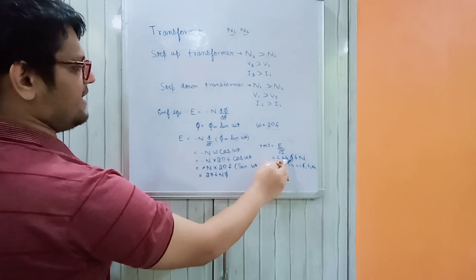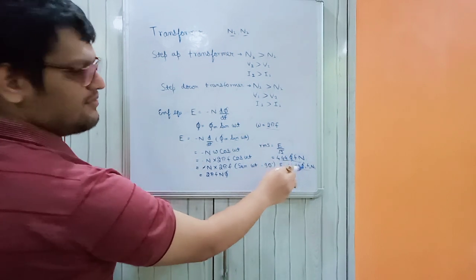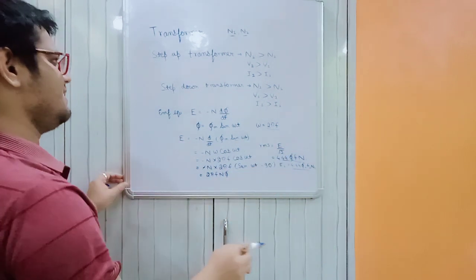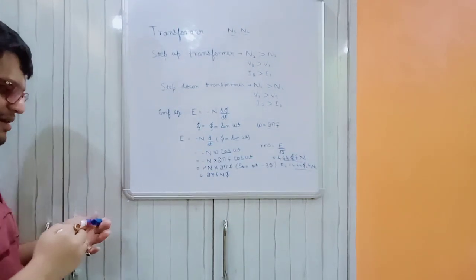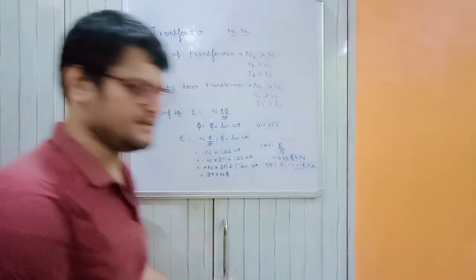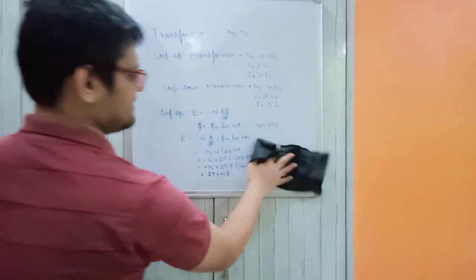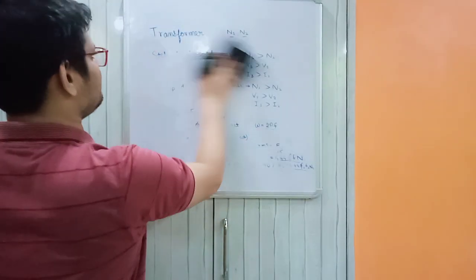You can directly memorize the equation, which is very much essential for the numericals. That is 4.44 phi F into N. So I hope this is clear. Now I'll go into the next part of the transformer, that is what are the losses in the transformer.